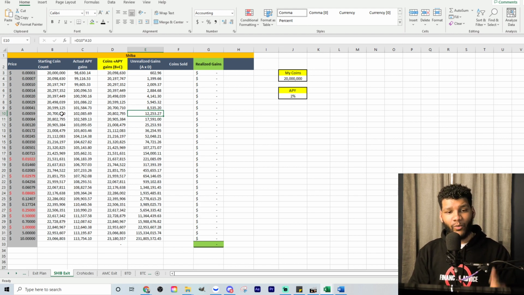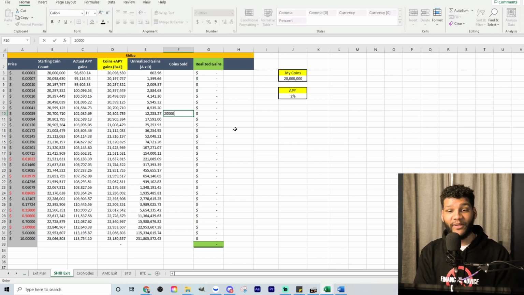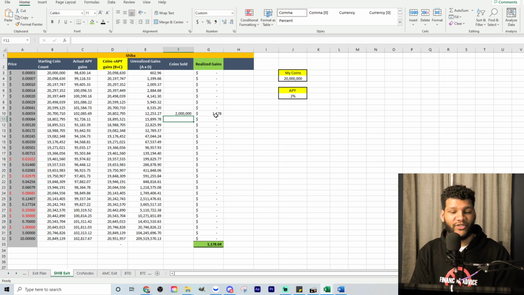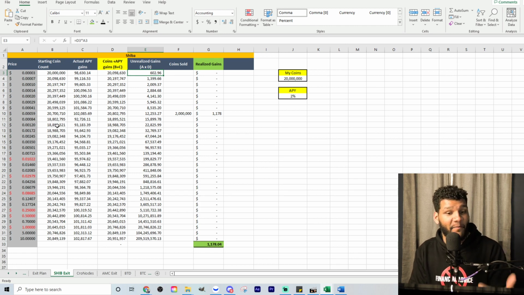So while we look at the 20 million that's here, and we decide that we want to take something, maybe $2,000 at this point, you want to take 2 million coins. That's $1,000. You're taking your initial investment plus more. Then when you get down to other rows, other time periods, other prices, you can take a little bit more, because right now you have 18.8 million coins left over.